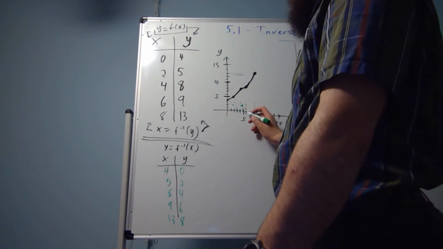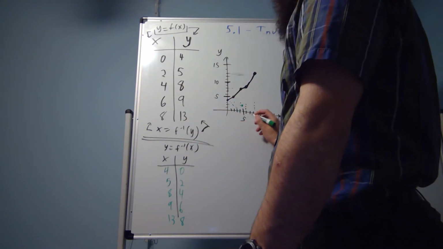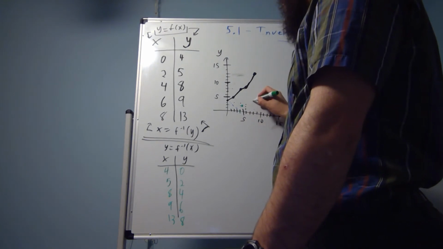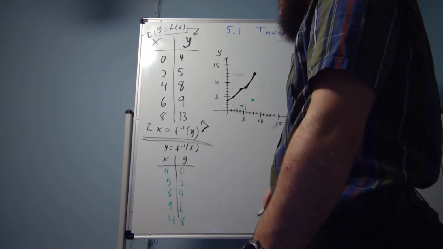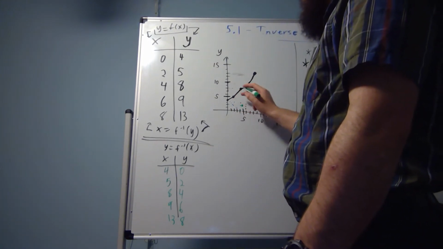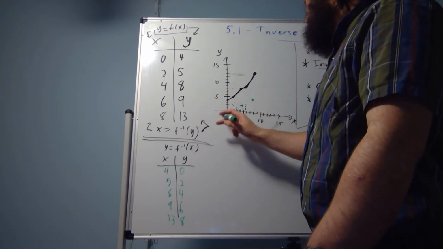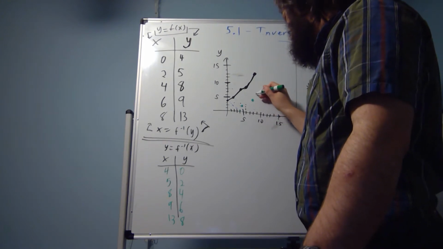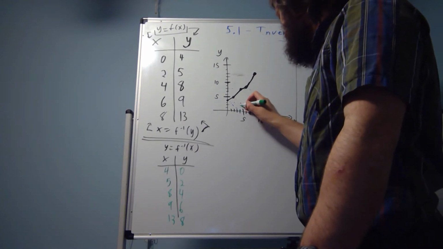This next one, if I have 4, 8 in the original function that's up here, then now I have 8, 4. So 4, 8 becomes the green point 8, 4. 6, 9 becomes 9, 6. So here's 9, and then we go up to 6. So it's really nice here.